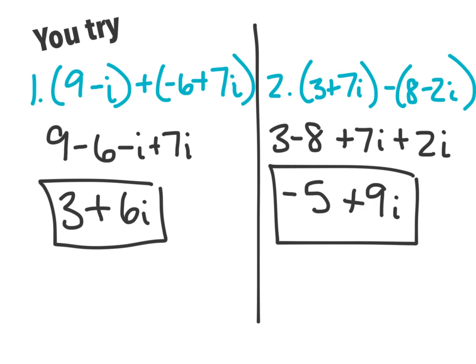So to recap what we've learned today, not only did we learn how to take a square root of a negative number by simply introducing the imaginary unit i, we also learned what a complex number was and how to perform these simple operations with complex numbers.